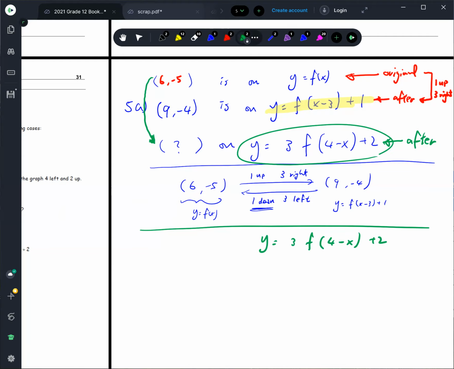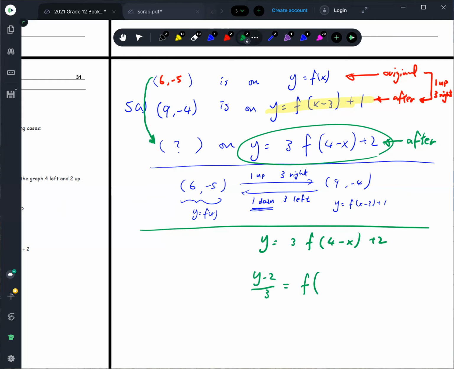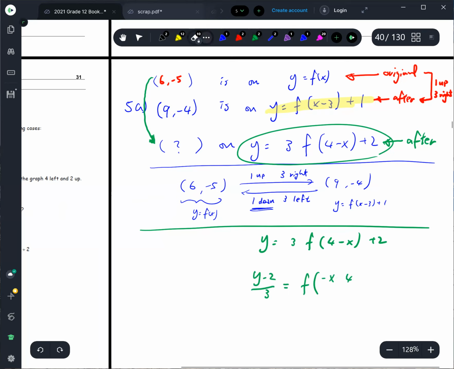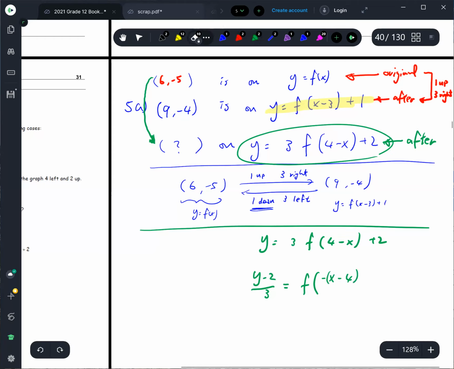Y minus 2/3 is equal to f of x minus 4 over -1. Very good. Okay, so this one, the order is reversed, right? So you need to flip it, and then take out the negative, right? And then move the negative down. So it becomes x minus 4 over -1.